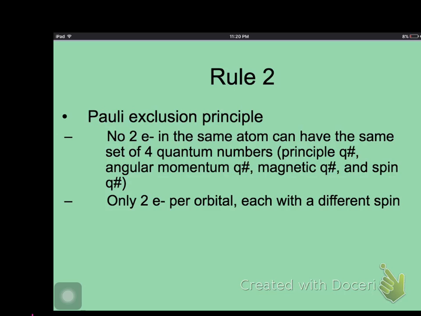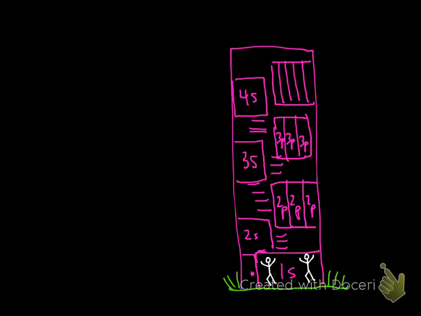If we go back to the metaphor of the high-rise apartment building, if we have 2 individuals, both in that first floor apartment, in other words, the 1s orbital, if we want to get a birthday card to one of them, we'll have to somehow differentiate it as tenant A or tenant B. So in the case of an orbital, the way we differentiate the 2 electrons in it is with their spin. We would say that in the 1s orbital, one electron is listed as having spin up, the other is spin down.